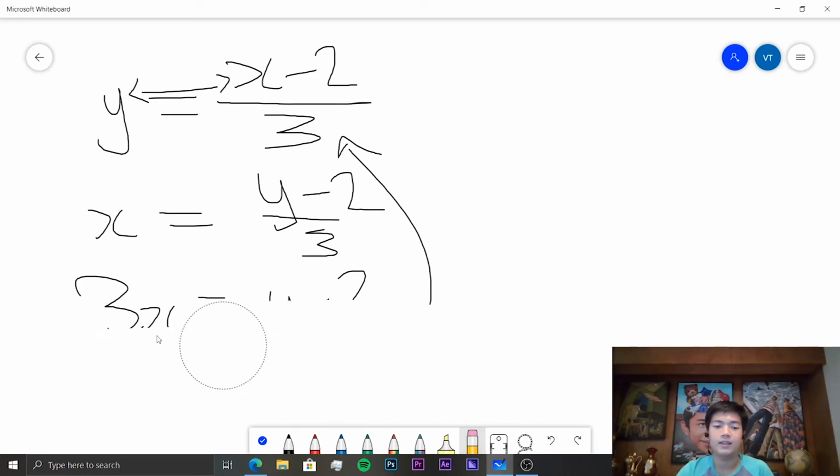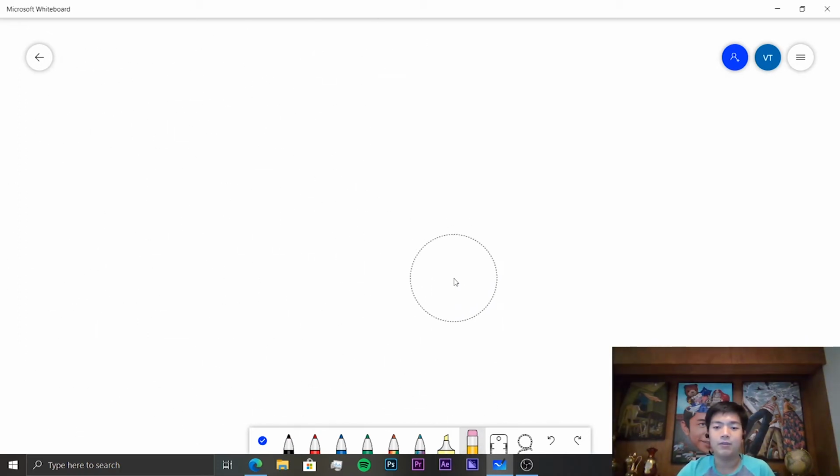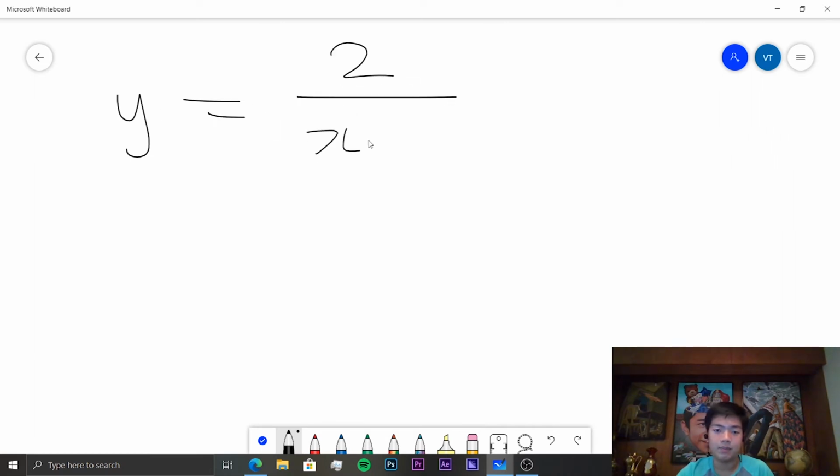Okay. Now let's tackle another one. We have the function y is equal to 2 over (x minus 3). Find the inverse function.